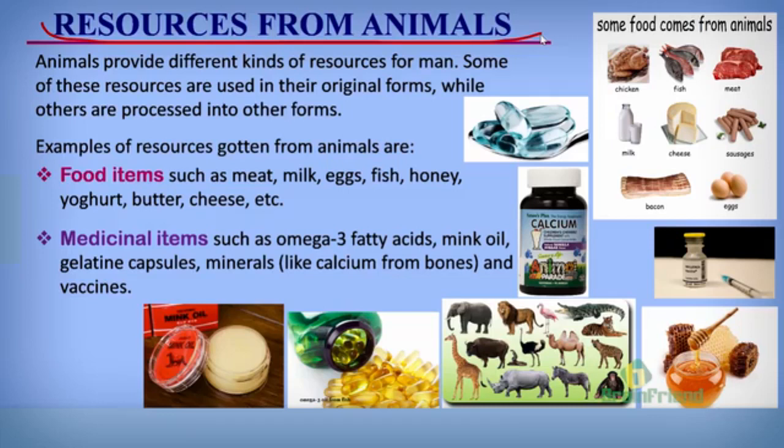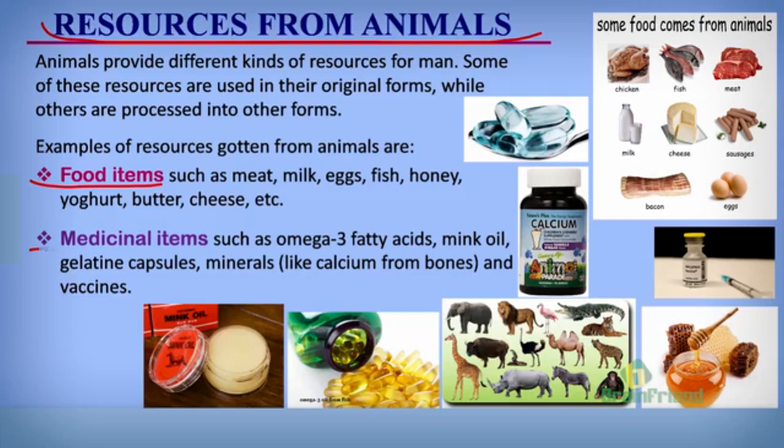But some of these animal resources need to be processed into other forms. So we use them to make other items, which are also of use or of importance to humans. Examples of resources gotten from animals include the following. We have food items. Food items are resources such as meat, milk, egg, fish, honey, butter, cheese, yogurt, and so on. All of these animal food items are useful resources that are provided by animals to meet the needs of humans.